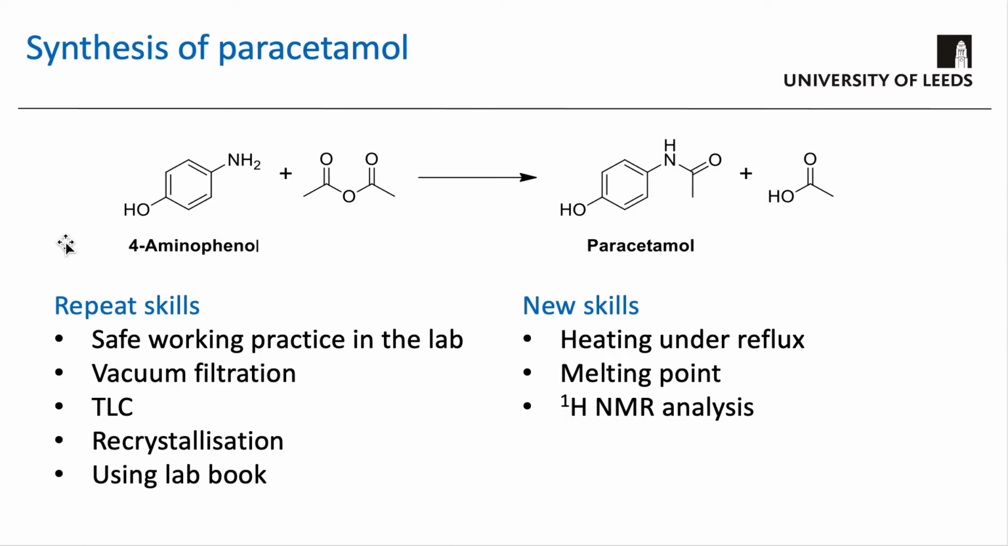Okay, so this briefing video is to introduce the paracetamol experiment. So here we have the scheme of the experiment that you'll be performing. You'll be taking 4-aminophenol, reacting it with acetic anhydride, and what will happen is the amine of the aminophenol will react with the anhydride, and you're forming this amide bond here, and that will give you the structure of paracetamol, as well as acetic acid as a byproduct.